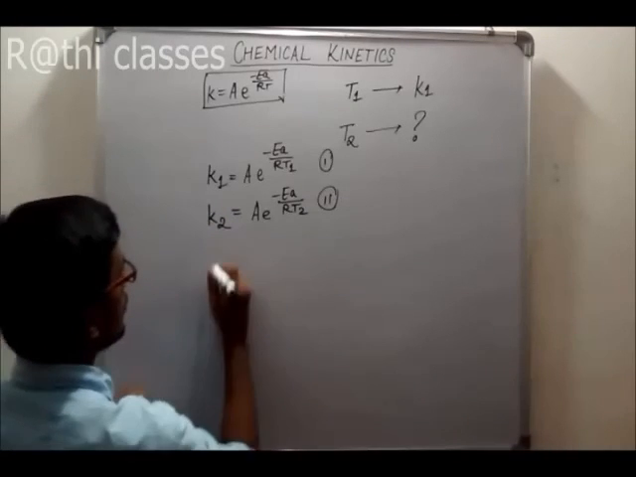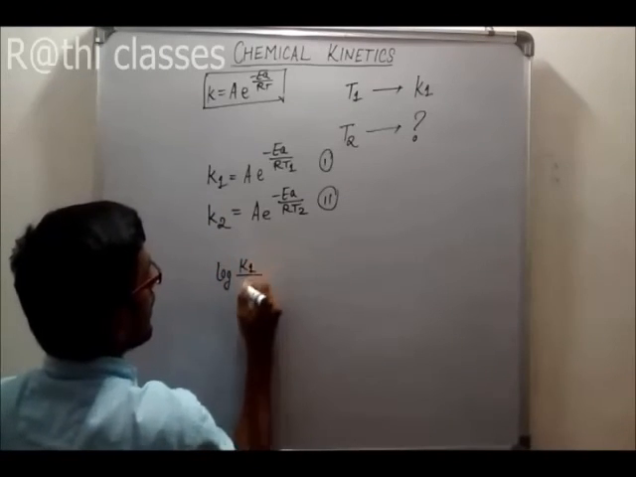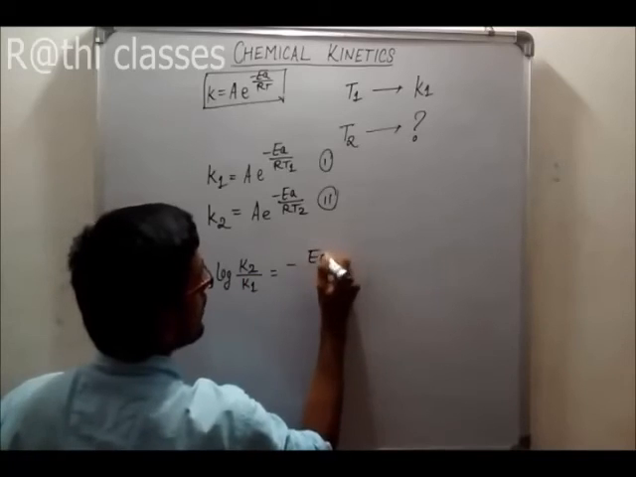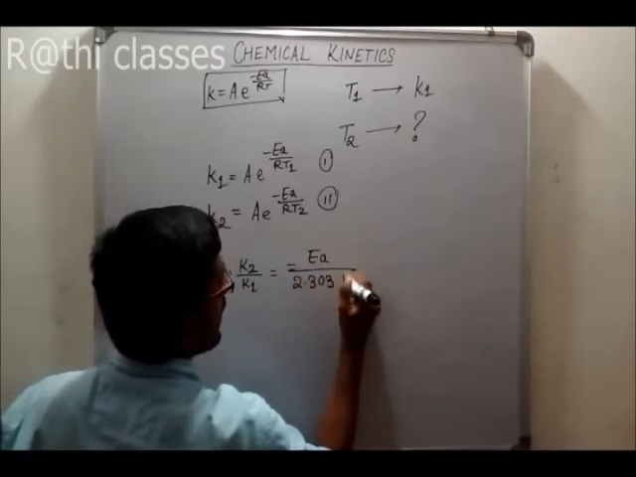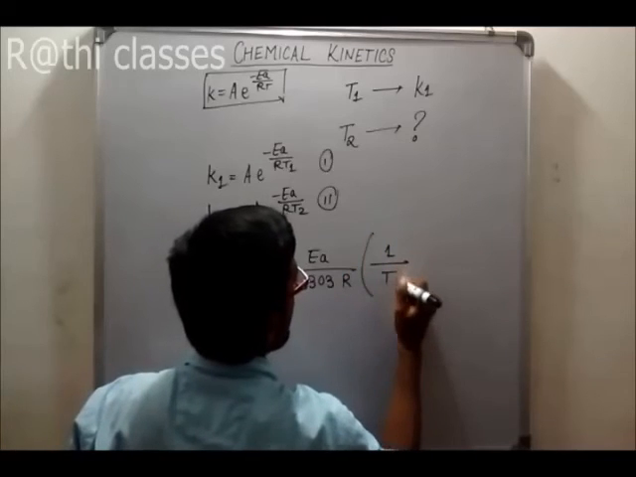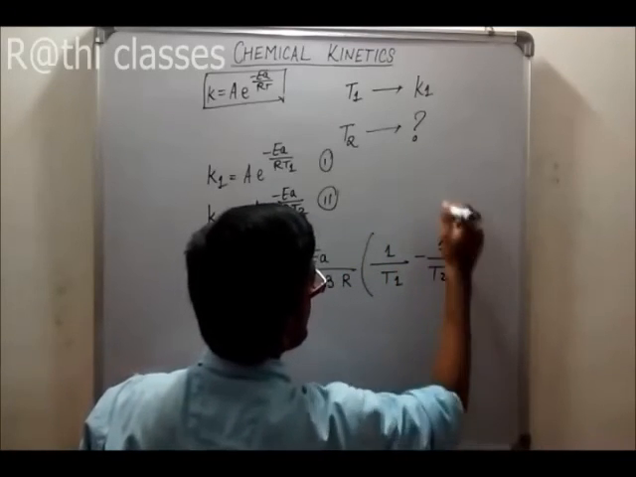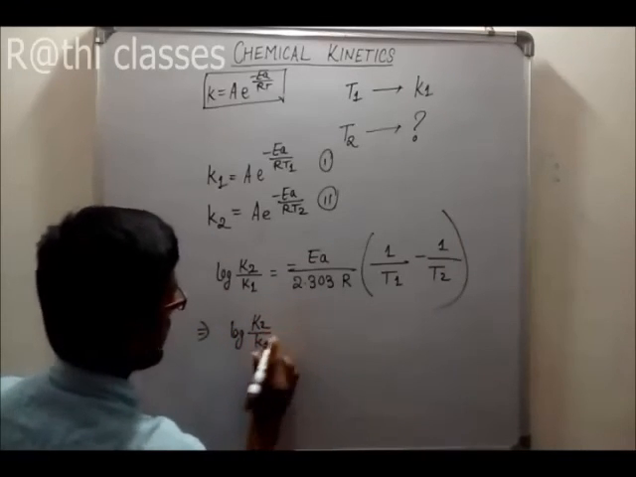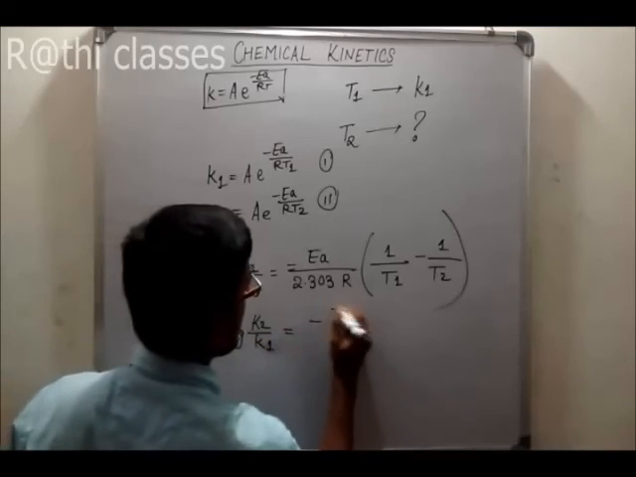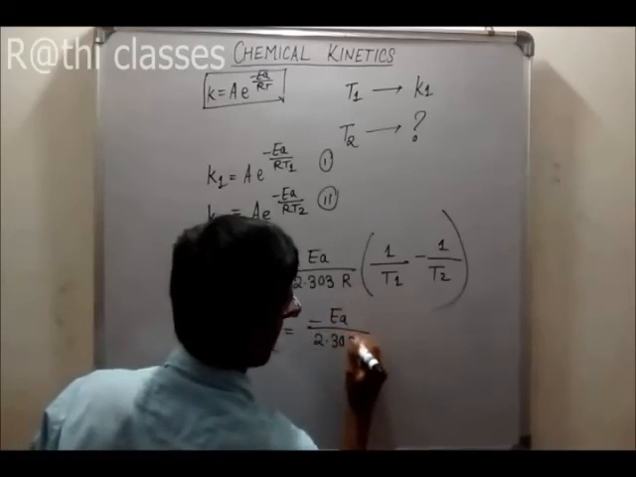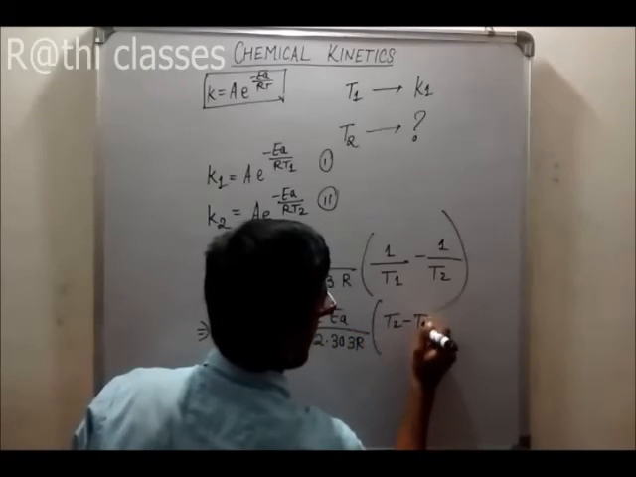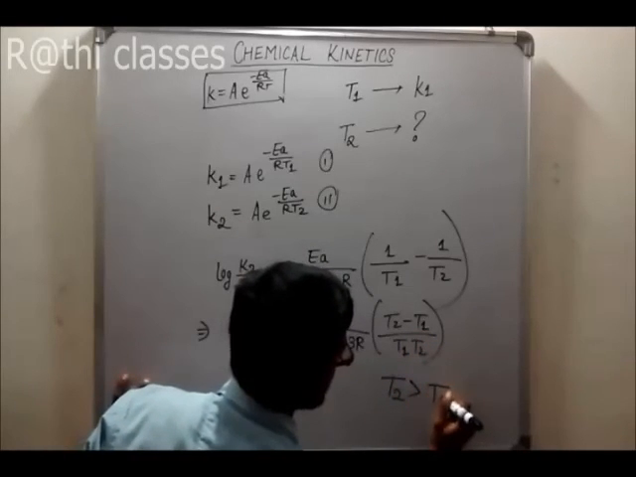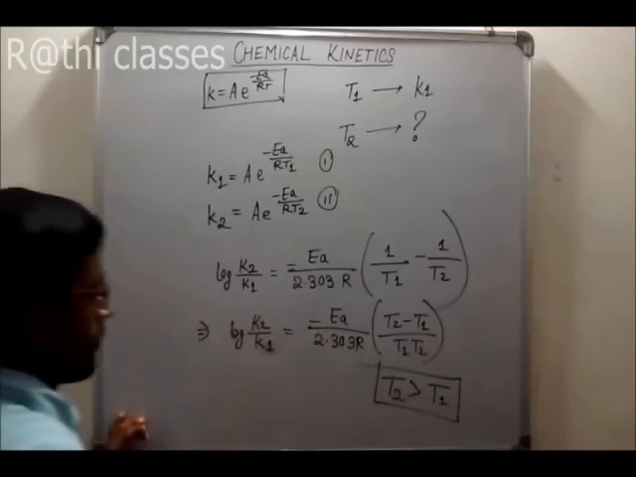and subtract equation 1 and equation 2, and we get a result: log K2 by K1 is equal to minus E upon 2.303 R into 1 by T1 minus 1 by T2, right? Or it can be written as log K2 by K1 is equal to minus E upon 2.303 R into T2 minus T1 upon T1 T2, where T2 is greater than T1, right?